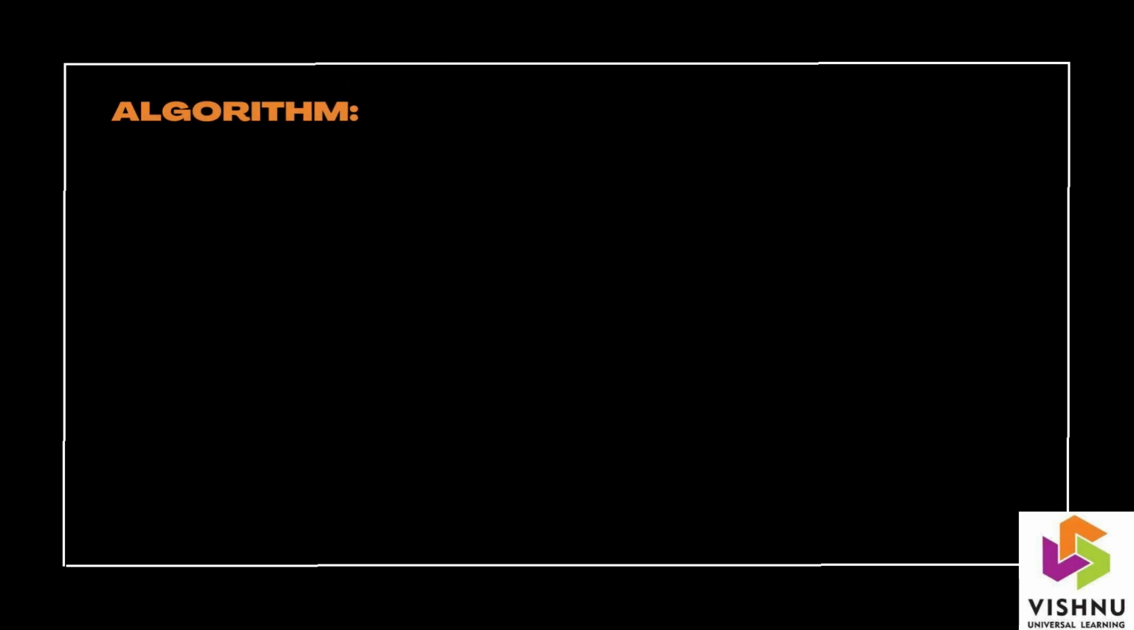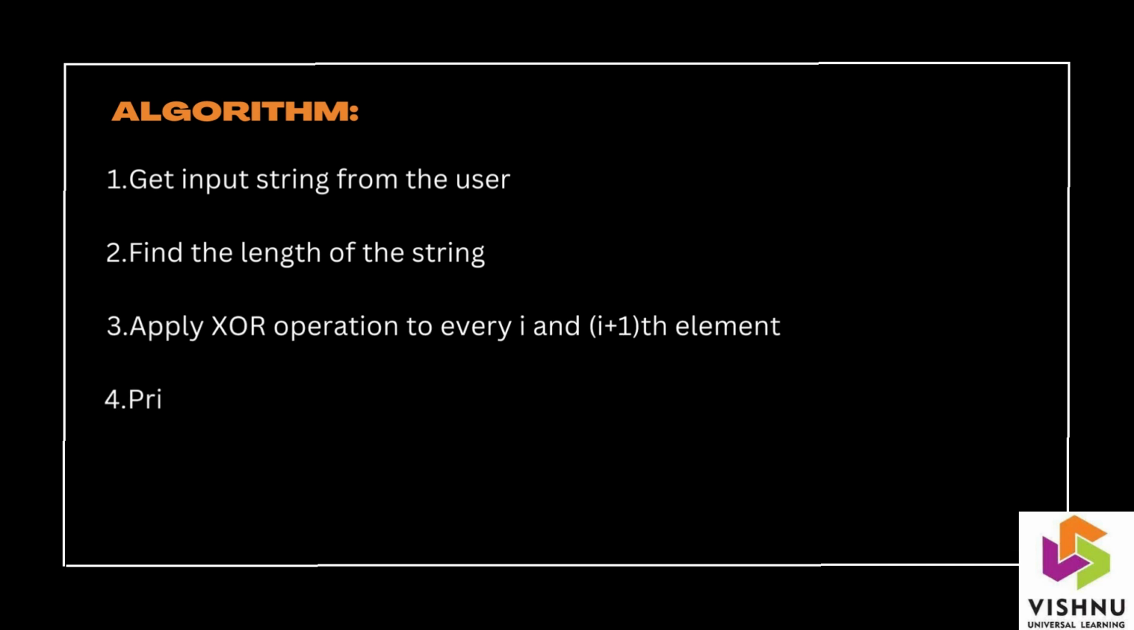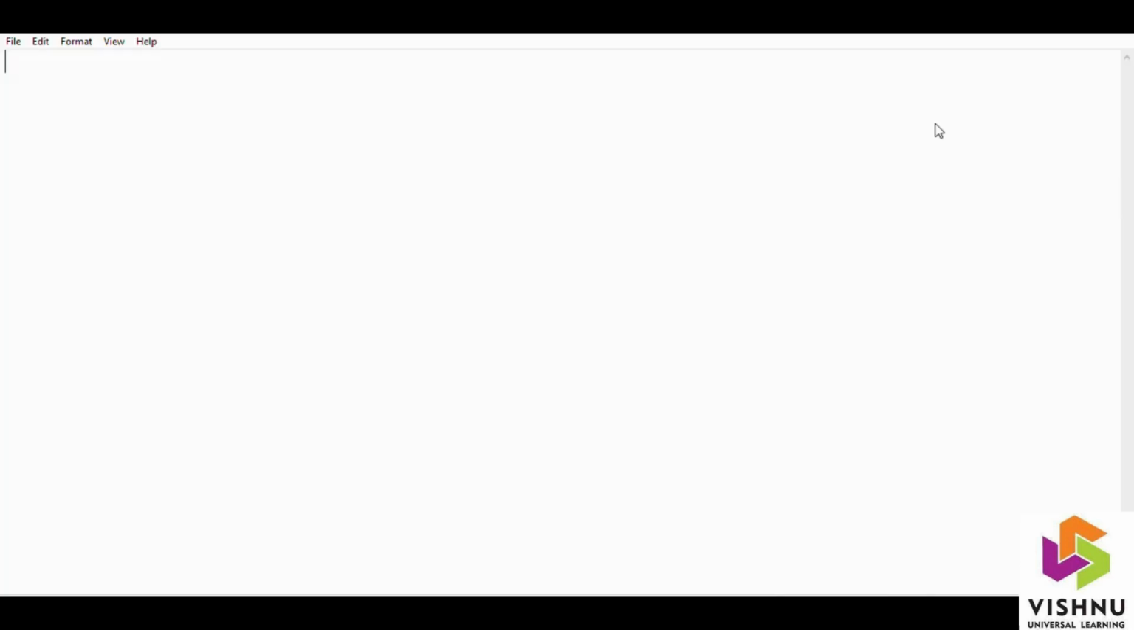Let's write the algorithm for this. Our first step is to get the input string from the user. Second step is to find the length of the string. Third step is to apply XOR operation to every i-th and every (i plus 1)-th term of the string and print the output string.